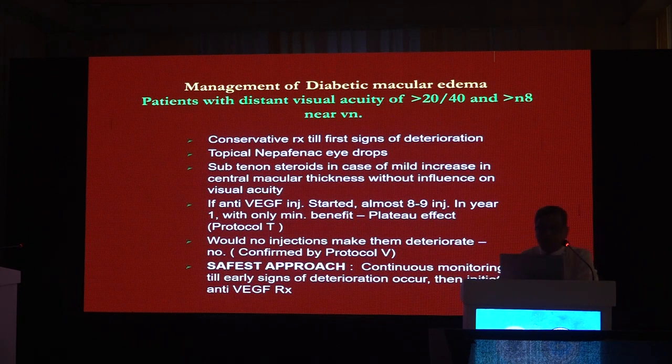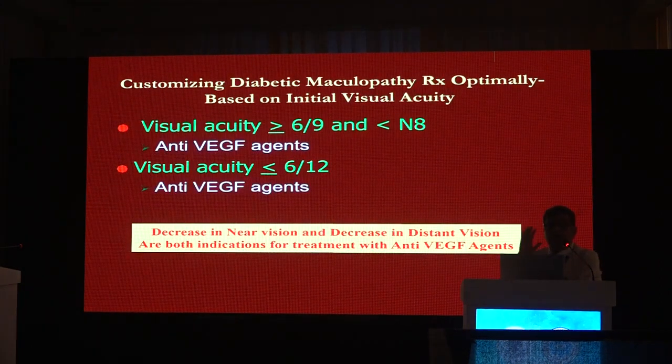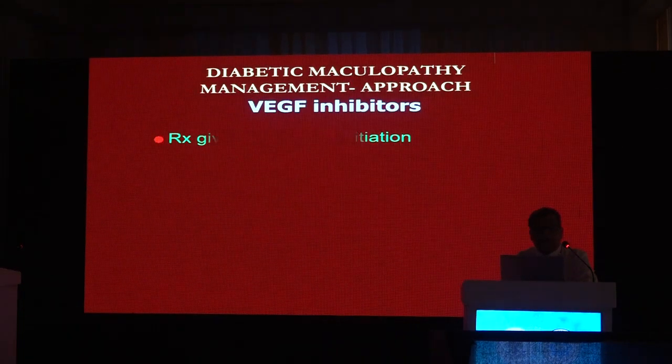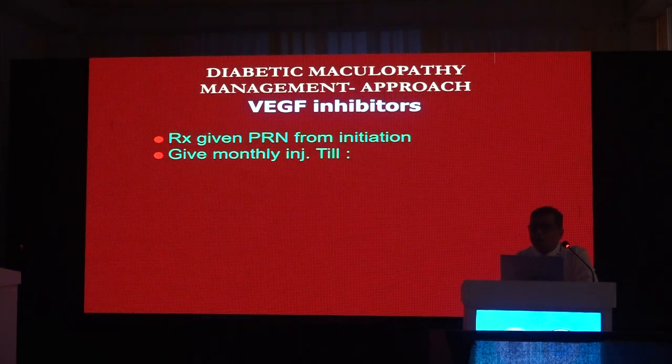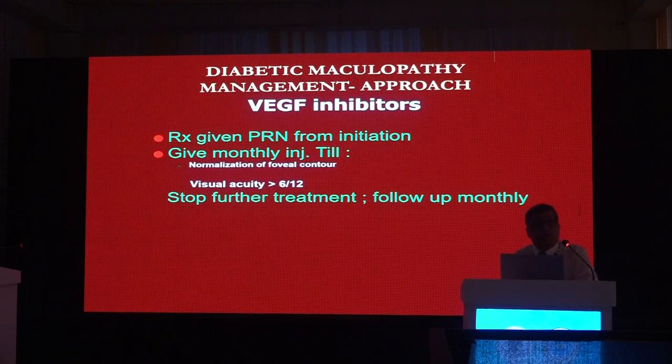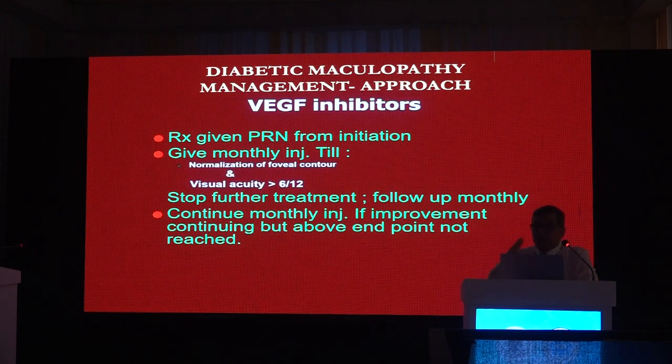So the safest approach would be continuous monitoring till early signs of deterioration occur, and then you initiate the anti-VEGF treatment. Patients who have a decrease in distant vision or a decrease in near vision both require initiation of treatment with anti-VEGF agents, which continues PRN from initiation. It is not a loading dose of 5 injections. It is PRN from the initiation and continued till the patient gets a vision of better than 6/12 and a normalization of his foveal contour. And then you can stop his further treatment. If this endpoint is not reached, you can continue the monthly treatment till you reach it.